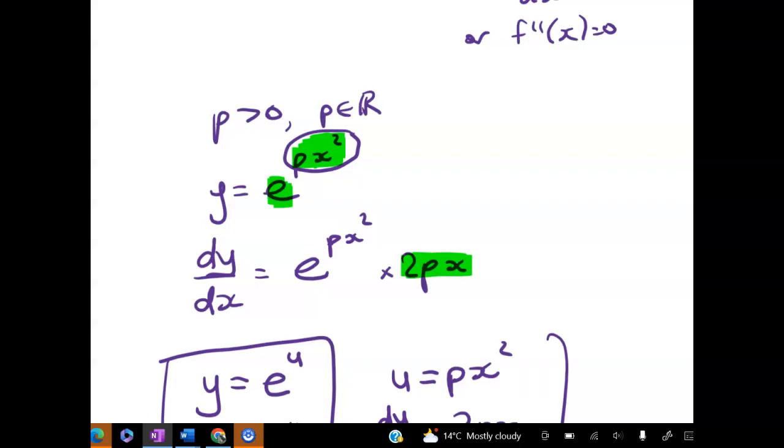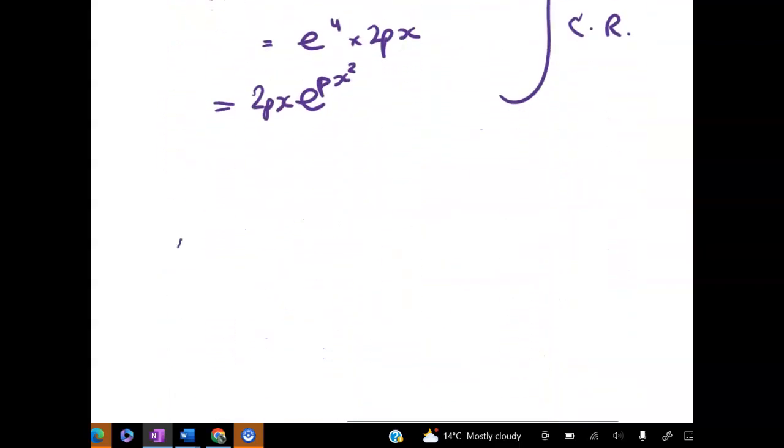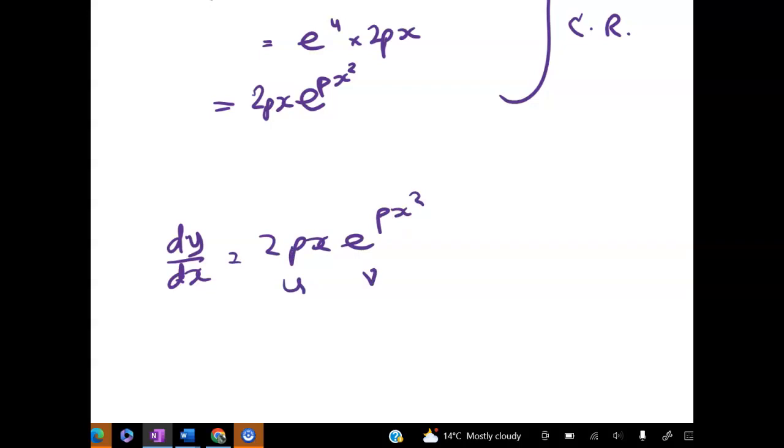Now we've got to find the second derivative. So notice that now what I've got is a product. This is a function of x, and this is a function of x. So my second derivative is going to involve the product rule. So dy by dx is 2px e to the px squared. We'll call this one u and this one v.